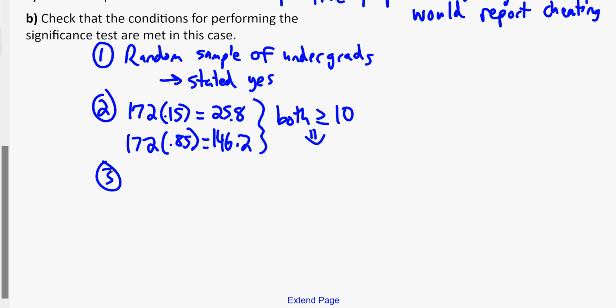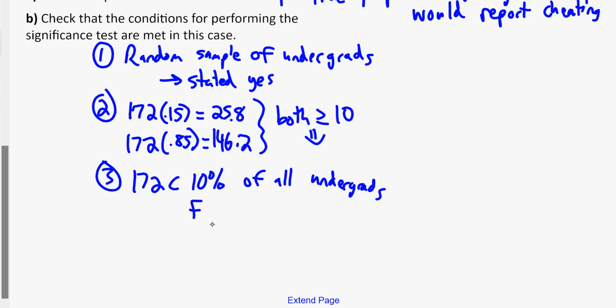Last condition is 172 less than 10%. In this case, it's from this large university of all undergrads from this university.